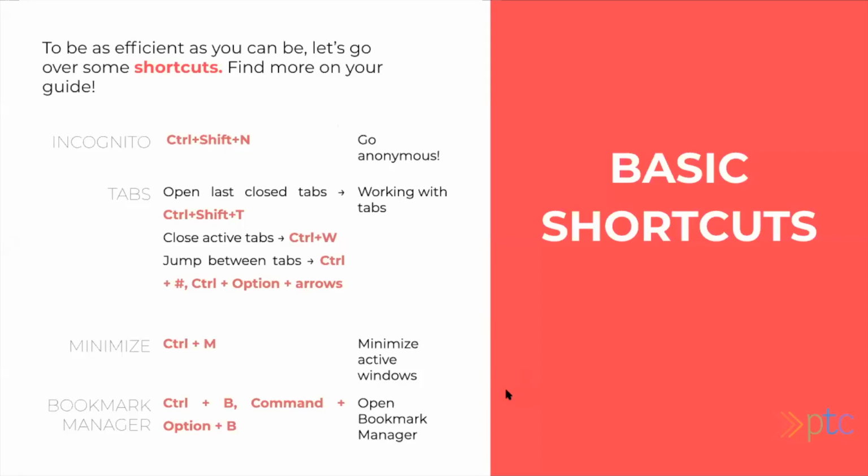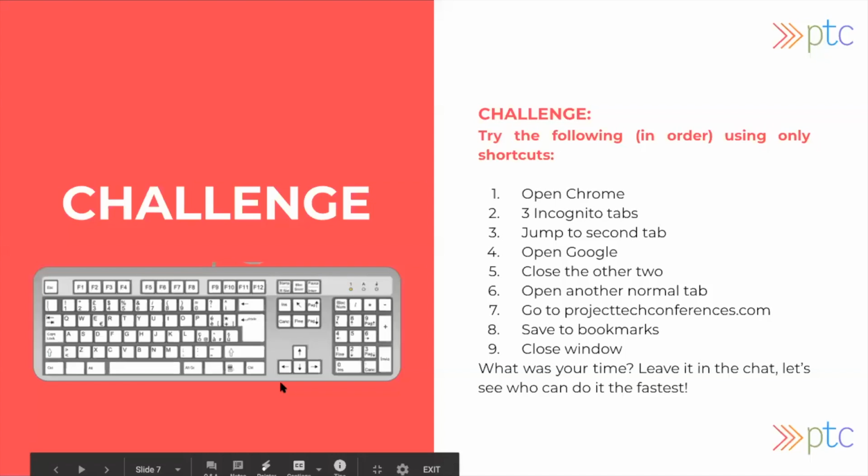Then Ctrl+W. This is the opposite. If you want to close a program, tab, or window, you can use Ctrl+W. Also, Ctrl+number or Ctrl+Option+Arrow, if you want to jump between tabs. Ctrl+M helps you minimize active windows. Ctrl+B or Command+Option+B will help you open the bookmark manager. Now it's a challenge for you guys.